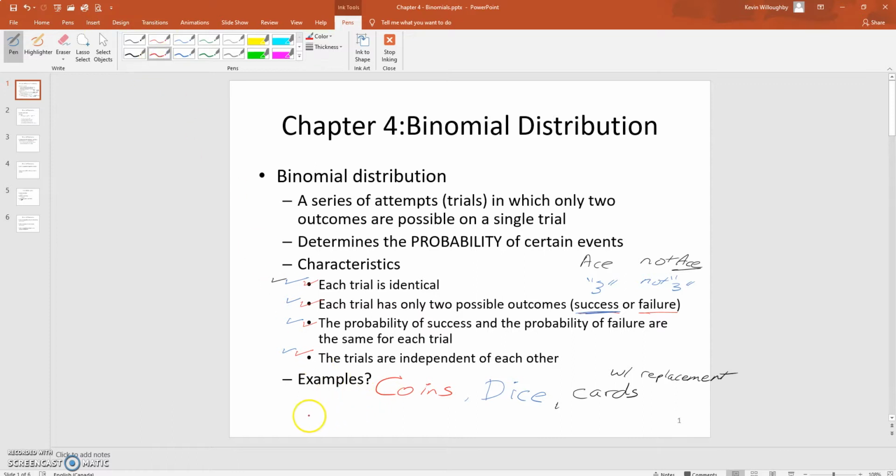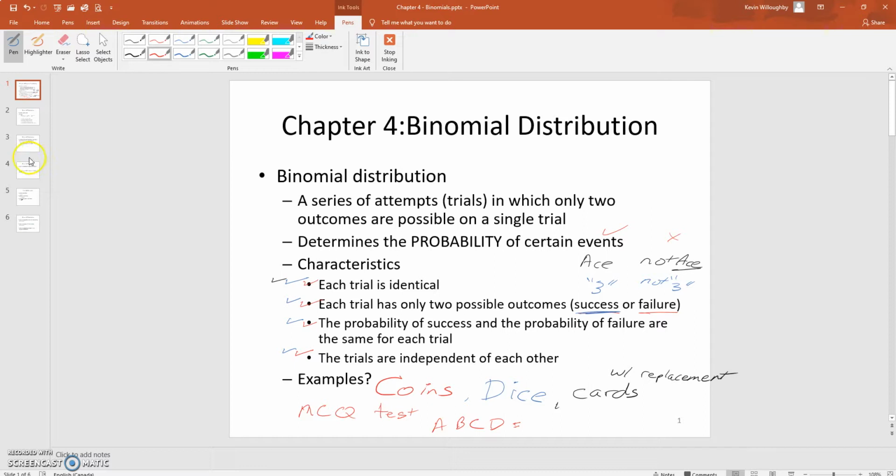We can also talk about perhaps a multiple choice test. Say there are 10 questions with 4 options per question, so A, B, C, or D. As long as we still have 4 options, each trial is identical. Each trial has two possible outcomes, either correct or wrong. Sure, there's a greater chance of getting a question wrong, but still there are two possible outcomes. And they are the same for each trial, and the trials are independent of each other. Just because you got the first question right doesn't mean you have a greater chance of getting the second question right. There are still 4 outcomes, which means the probability is 1 out of 4. So those are good examples.